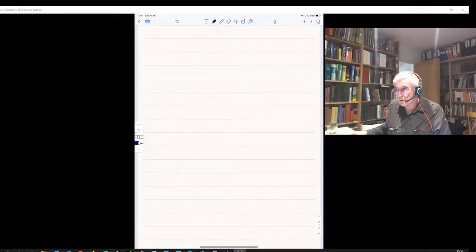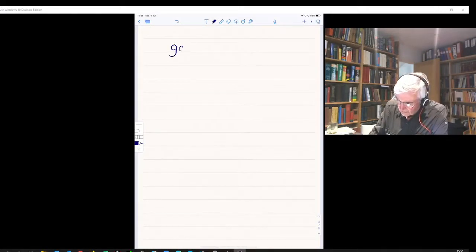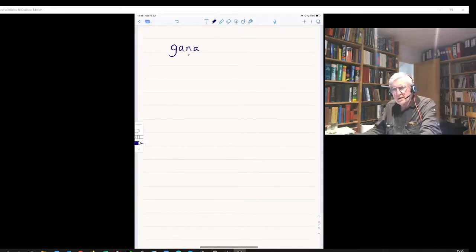Now let's just go through some of this rather obscure, magical sounding vocabulary here. Let me share my screen with you. Here we go. Gana, so the Sanskrit roots are divided into 10 classes. That's the gana. Gana originally means a herd or a flock.